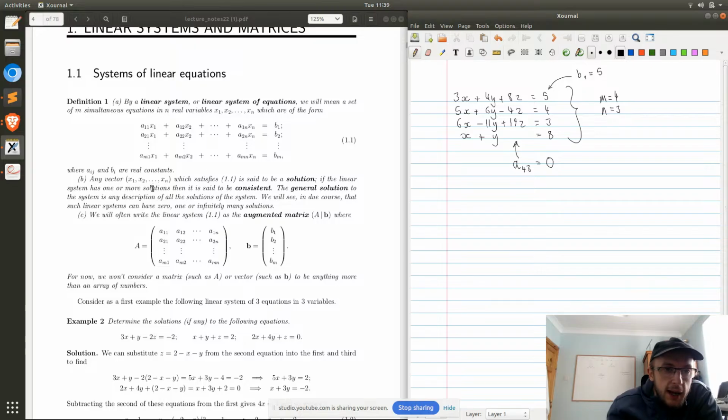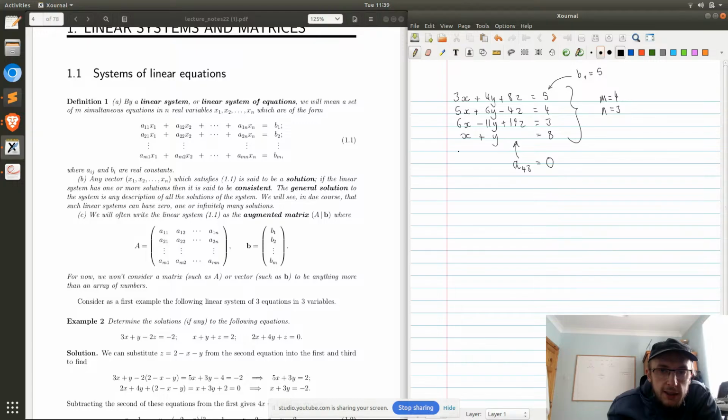Any vector x1 to xn which satisfies 1.1 is said to be a solution. If the linear system has more than one solution, it is said to be consistent. The general solution to the system is any description of all the solutions of the system. We will see in due course that such linear systems can have 0, 1, or infinitely many solutions. We will often write the linear system as the augmented matrix, like so.